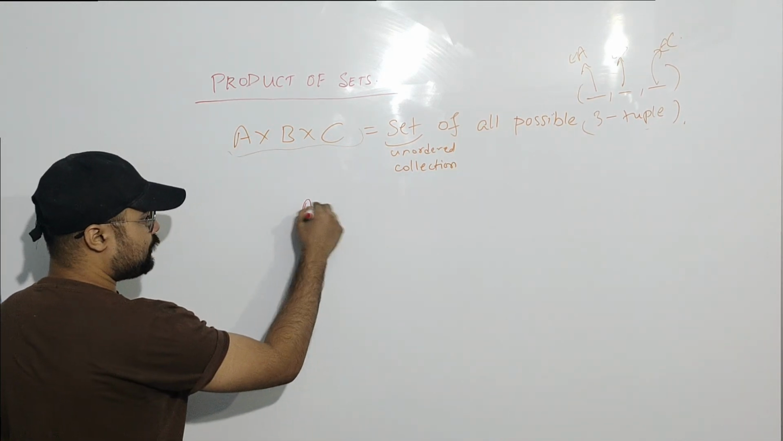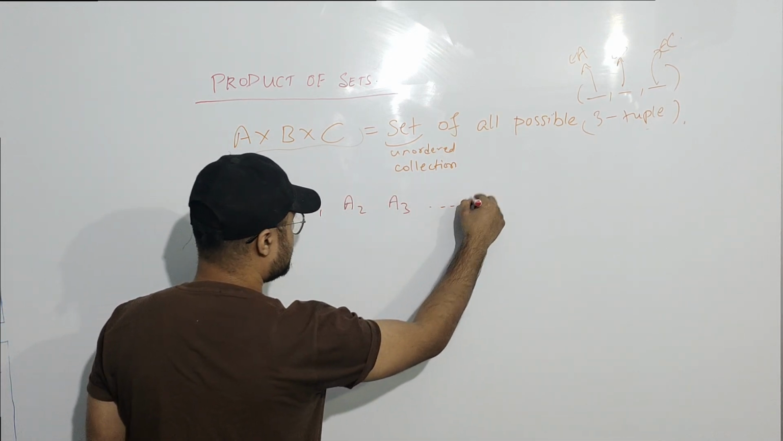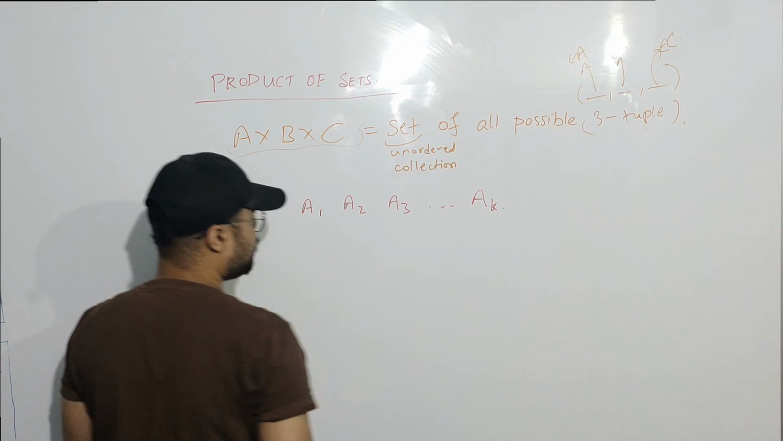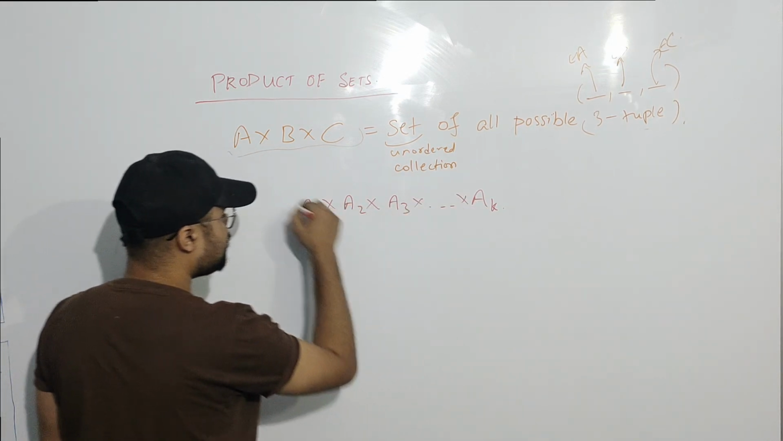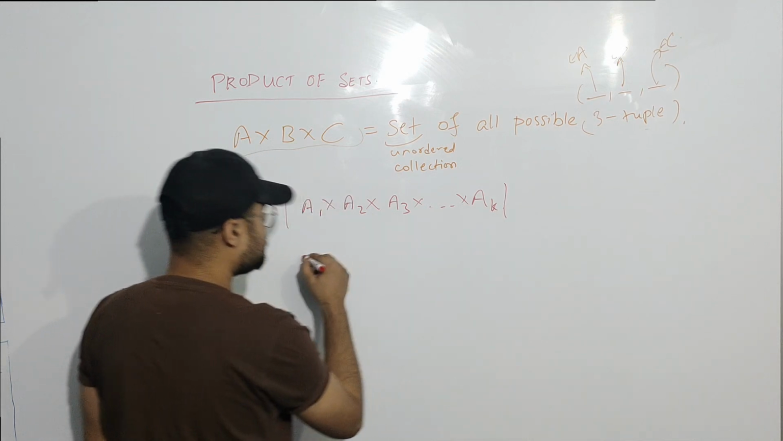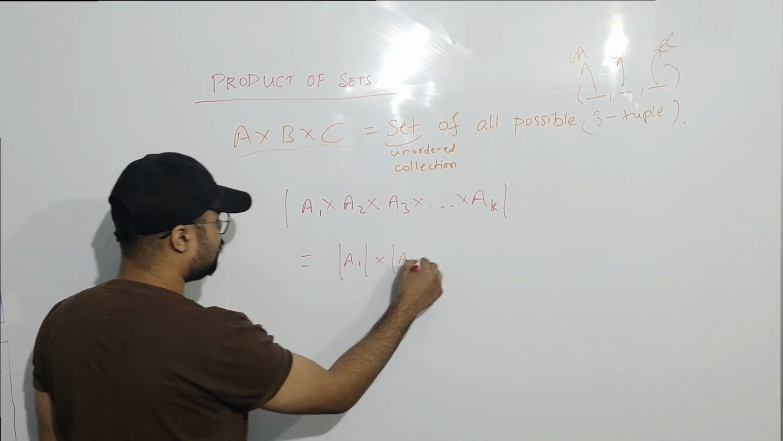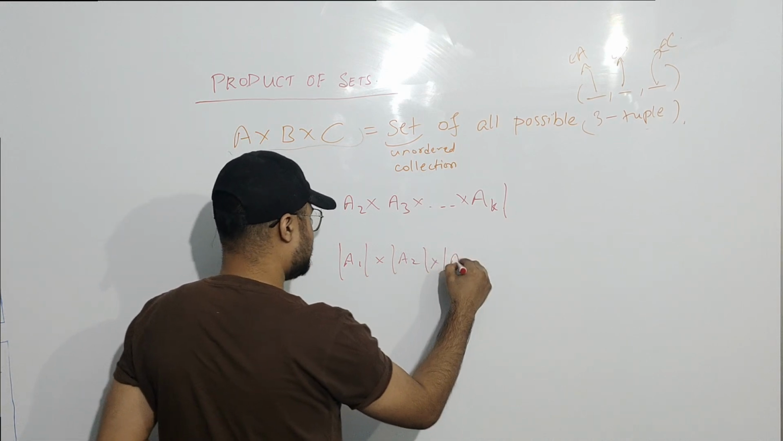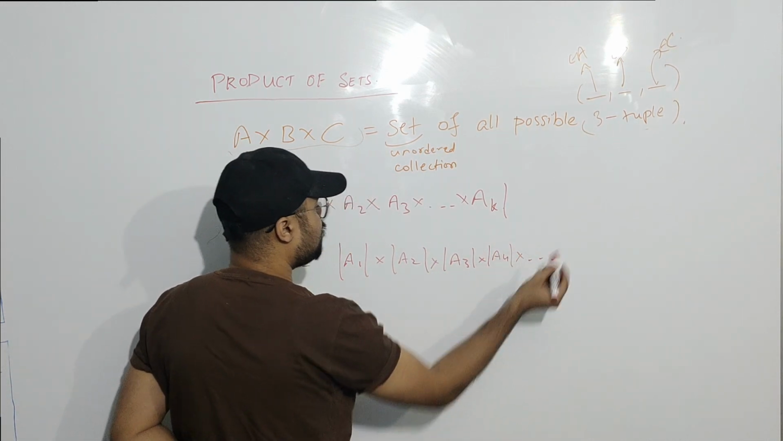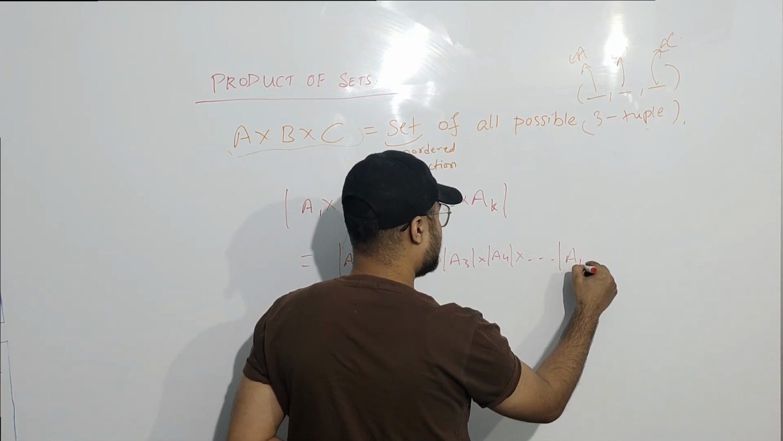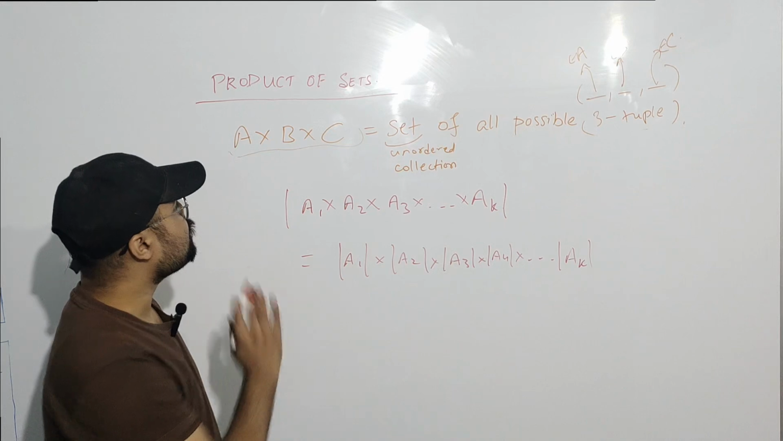So let's say if you have set A1, set A2, set A3, so on, set AK. Then this is the product of such sets. What is the cardinality of this? This is equal to cardinality of A1 into cardinality of A2 into cardinality of A3 into cardinality of A4 into so on, cardinality of AK. This is the result. Okay, so product of sets is over.